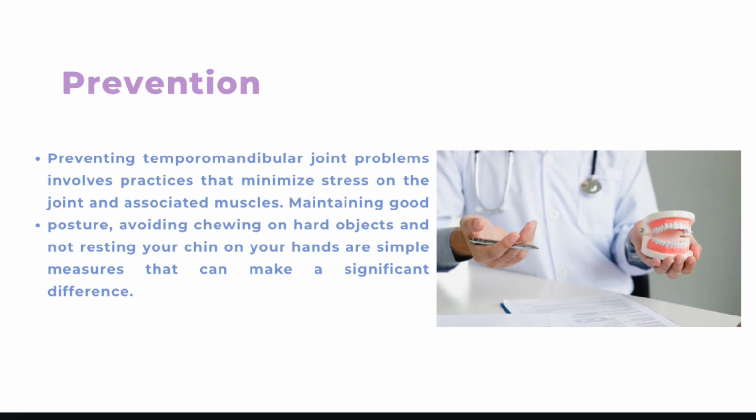Prevention. Preventing temporomandibular joint problems involves practices that minimize stress on the joint and associated muscles. Maintaining good posture, avoiding chewing on hard objects, and not supporting your chin with your hands are simple measures that can make a significant difference.